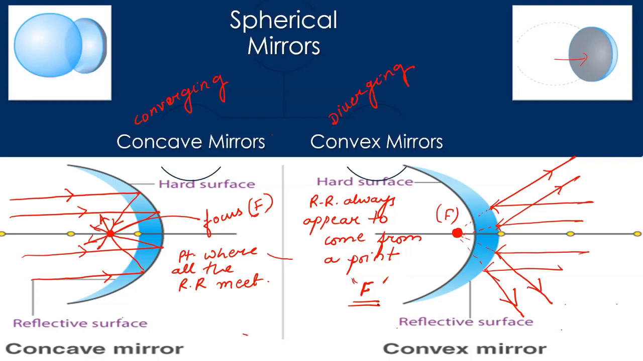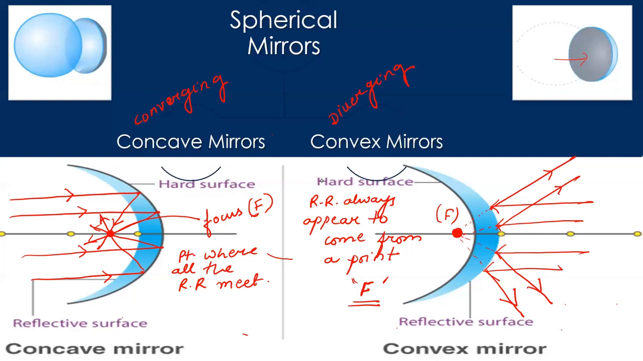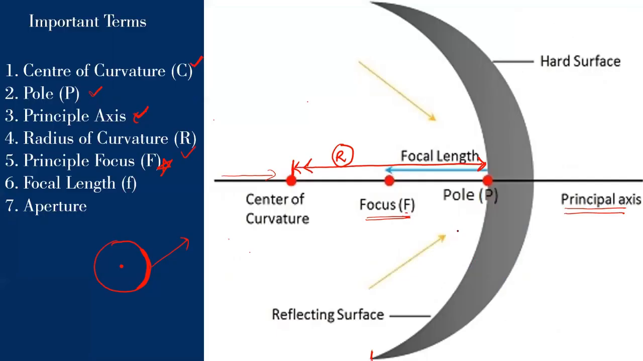Okay, got the idea? What is the difference between concave and convex mirror? One is converging, another is diverging. As far as the principal focus is concerned, in case of a concave mirror, principal focus is a point on the principal axis where all the reflected rays meet or intersect each other. In case of a convex mirror, principal focus is again a point on the principal axis from where the reflected rays appear to come from. We can just imagine that these reflected rays are emanating from this particular point which is behind the mirror. That is your principal focus.